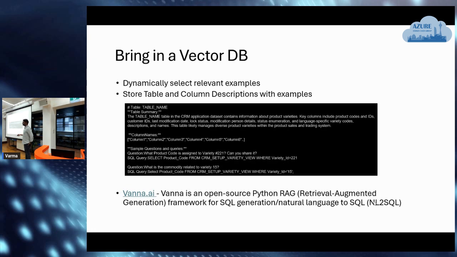Rather than using static examples, you make the examples more dynamic and relevant to the question being asked. So if the user is asking about product sales, rather than getting examples showing how to query marketing tables or HR tables, the vector search gives you only the top 5 or 10 examples that are relevant to products and quantities and things like that. So that is one optimization you can do.